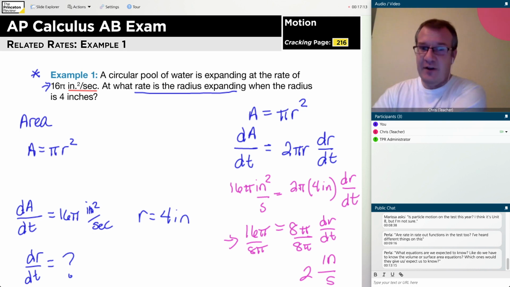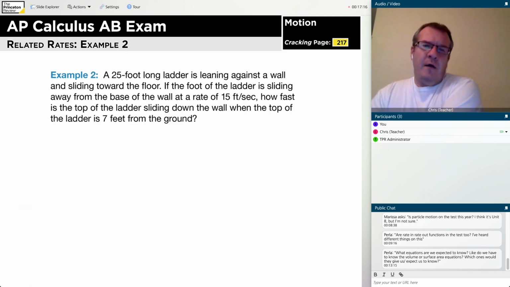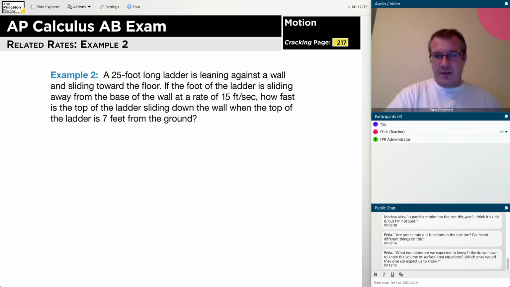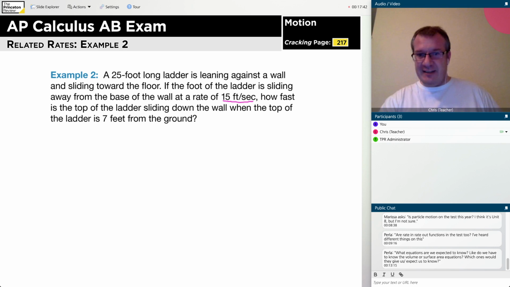Let's take a look at another one. Probably the most common related rates question ever in life, to keep you focused. A 25-foot long ladder is leaning against the wall and sliding toward the floor. Yes, the falling ladder. If the foot of the ladder is sliding away from the base of the wall at a rate of 15 feet per second, how fast is the top of the ladder sliding down the wall when the top of the ladder is 7 feet from the ground? Yay.